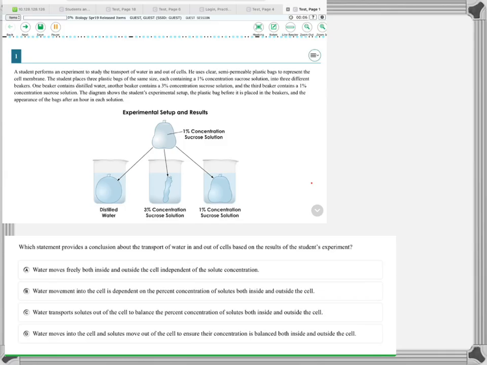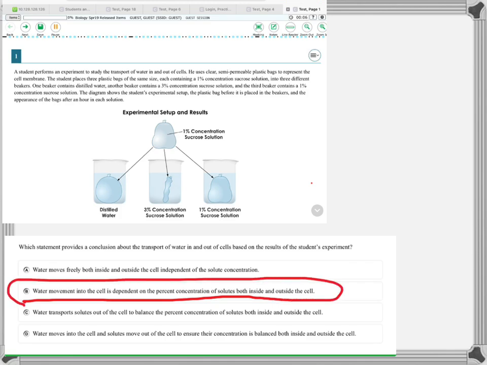Well, all that information was so that you could tell them that the water movement into the cell depends on the percentage of concentration of solutes inside and outside the bag. That's it.